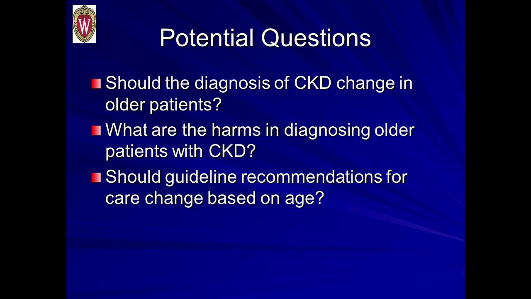But we have no evidence to know whether treating these patients is going to have an impact ultimately on their life, or are we just going to label them with the disease and treat them and not really have any benefits. So what are some potential questions around this idea of diagnosing elderly and intensive treatment? So one is, should the diagnosis of CKD change in the elderly? So if you have something where 80% of the population, once they're 85, has a disease, how do we address that? Are we just basically labeling everyone with this disease?